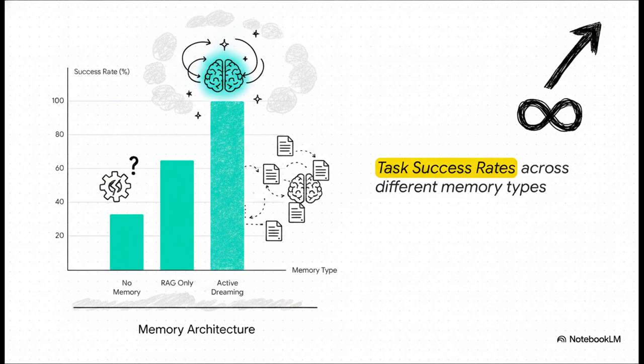Check out this stark performance gap in complex SQL generation tasks. An agent with no memory succeeds about 33% of the time. Adding basic RAG pushes it to 65%. But an agent equipped with robust, active dreaming memory consolidation hits an incredible, perfect 100% success rate. Proper memory architecture isn't just about cost optimization, it is for sure the ultimate driver of task accuracy.